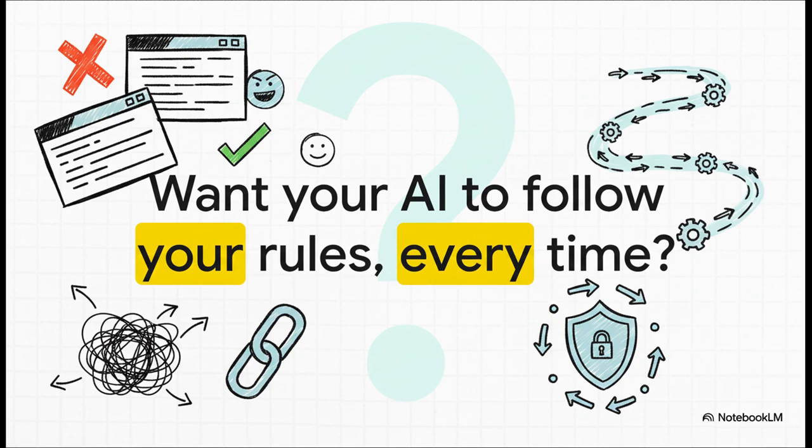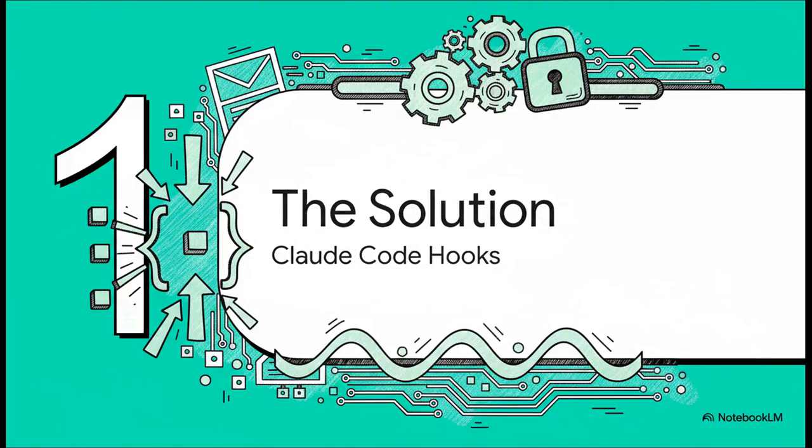You ask your AI to, say, format some code a certain way, or to please not touch a specific file, but you're just relying on the prompt. Sometimes it works, sometimes it doesn't, and that inconsistency can be a real drag on your productivity. But what if you could just enforce those rules automatically? Well, today, we're diving into the solution for that exact problem.